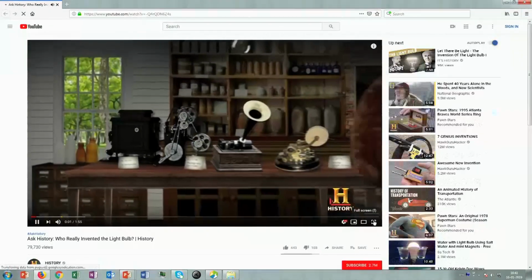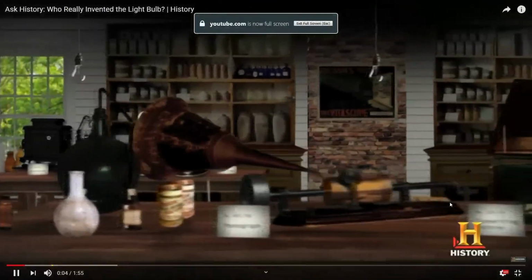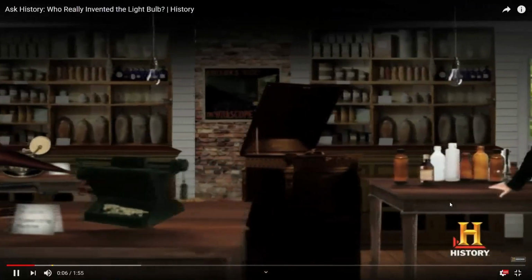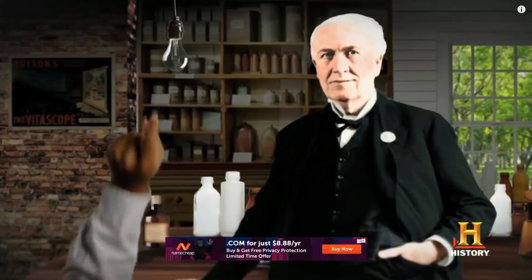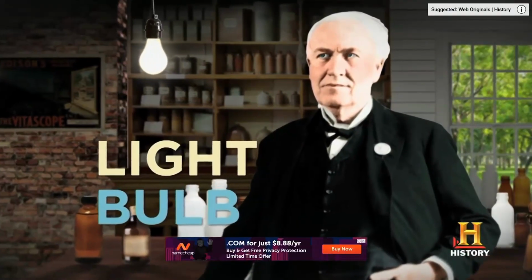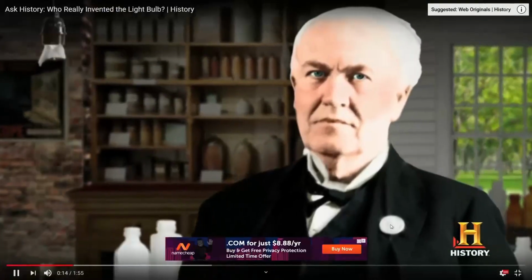With more than 1,000 patents to his name, Thomas Edison is one of the most celebrated inventors in history. But does he really deserve credit for his most famous invention, the light bulb? The real story is more complicated than you might imagine.